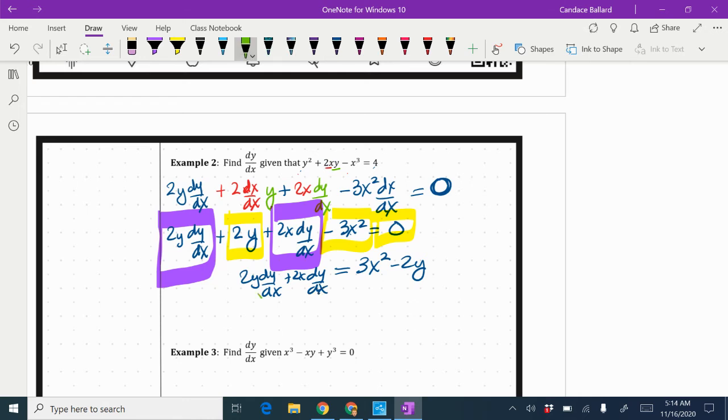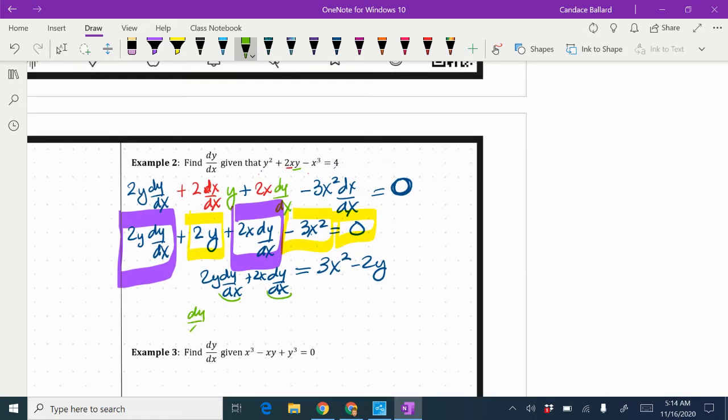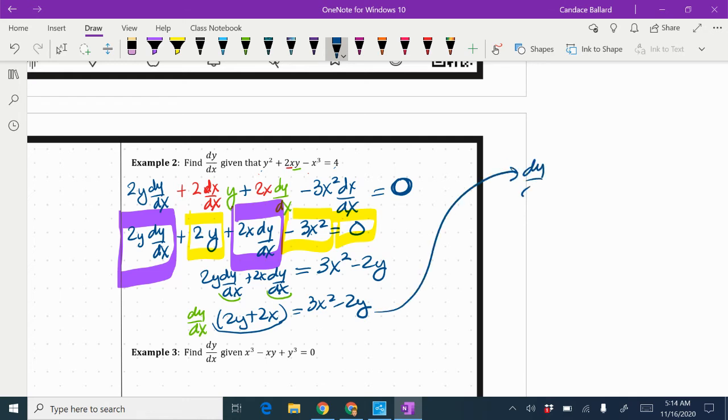Then we are supposed to factor out, take out the greatest common factor of dy/dx. And we are left behind with 2y plus 2x equals 3x squared minus 2y. Then I'm going to take this guy right here, and I'm going to divide it to the other side. So ultimately, dy/dx equals 3x squared minus 2y over 2y plus 2x.